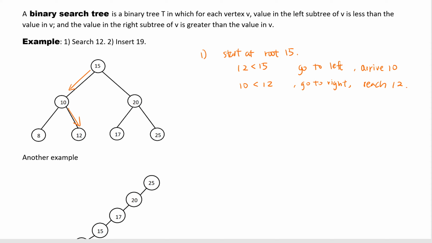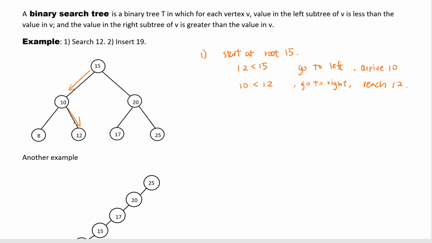Every time we compare the vertex and the value we're going to search. If our value is less than the vertex, then we go to the left. If our value 12 is greater than the vertex, then we go to the right. So far, so good, everybody. Okay, so this is how to search.